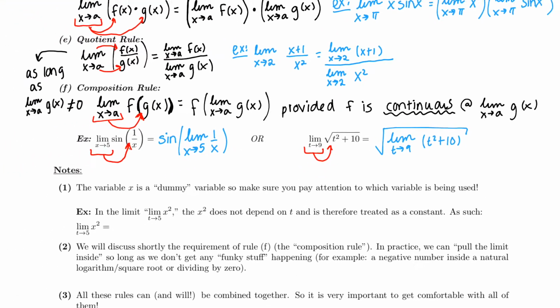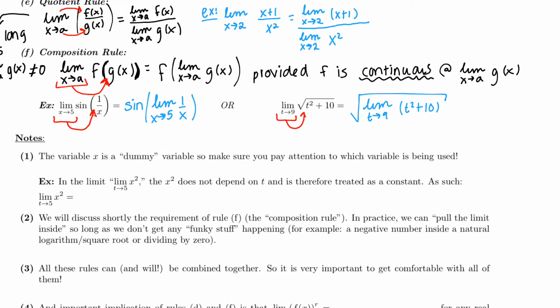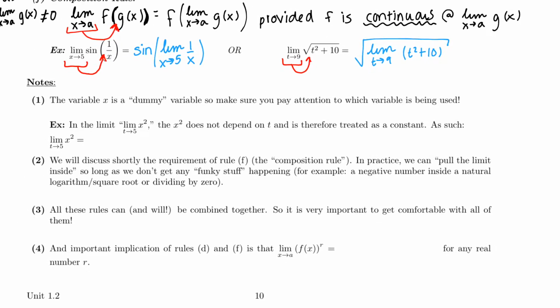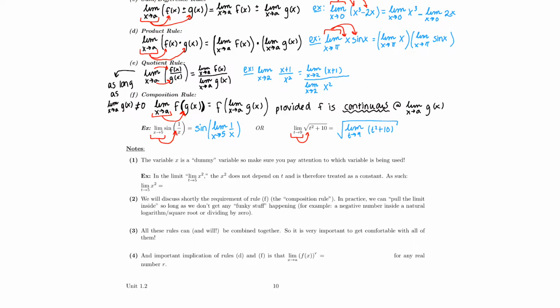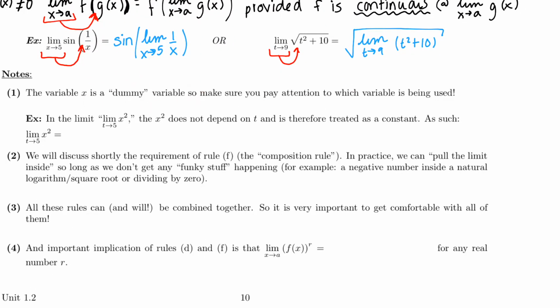Some quick notes. x is what we call a dummy variable. In all the examples I showed you, there were x's. Well, this one has a t. All the ones I used up here used x's. x is a dummy variable. You should be paying attention to which variable is being used down here.